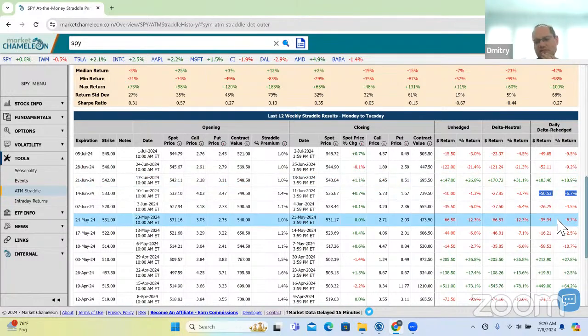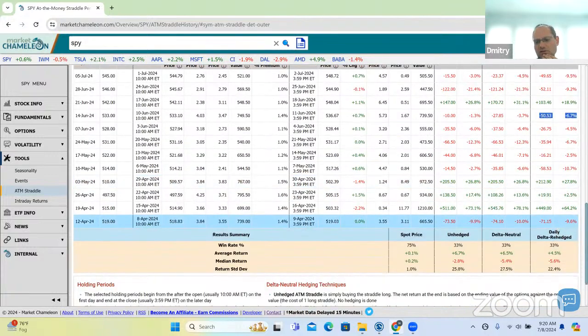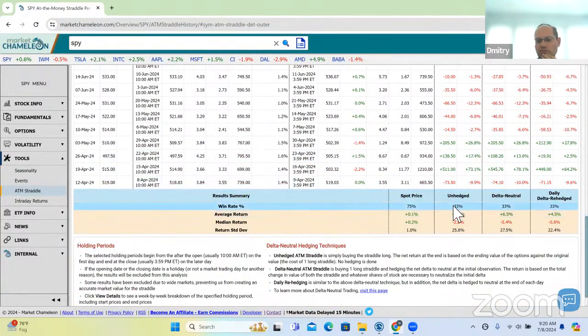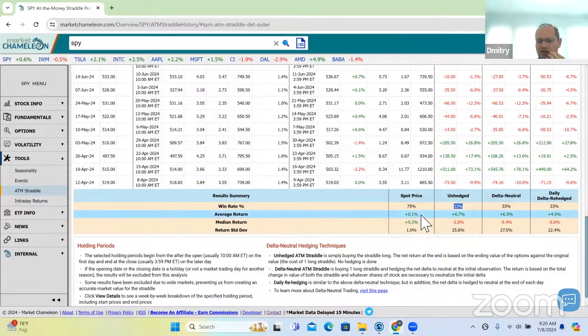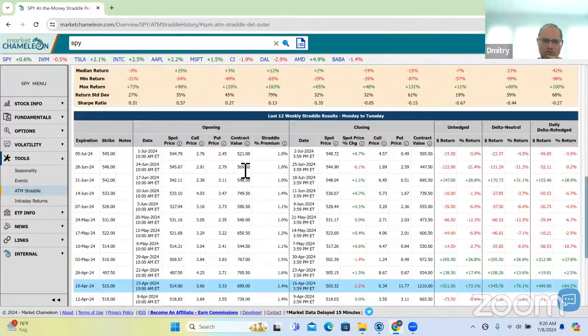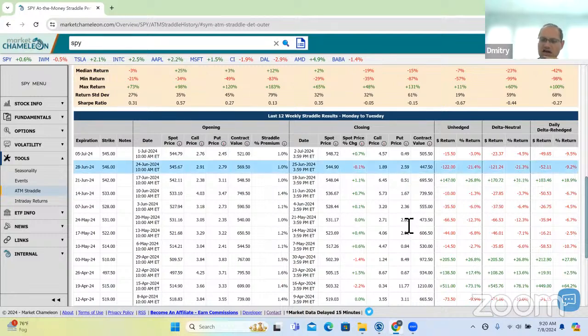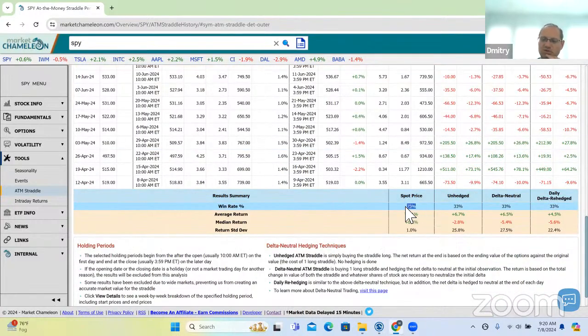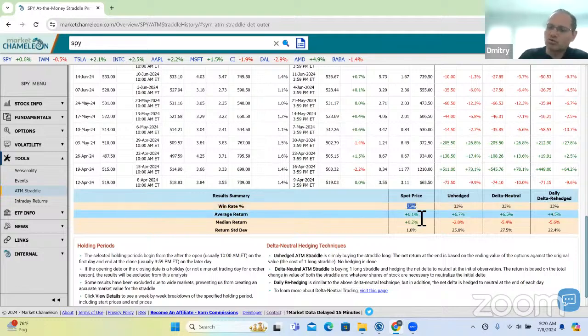And then we could slide down here and just compare them, right? So what happened here was out of the last, I think we're looking at 12 or 13 weeks in here, the stock increased 75% of the time. So it was basically an uptrend, it looks like. The average return week to week was 0.1%.